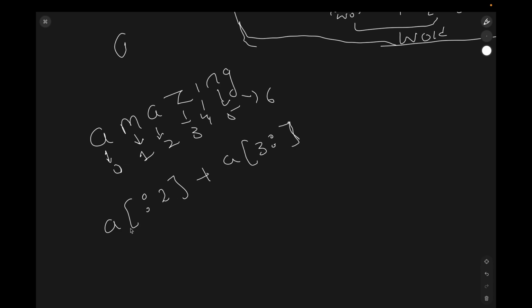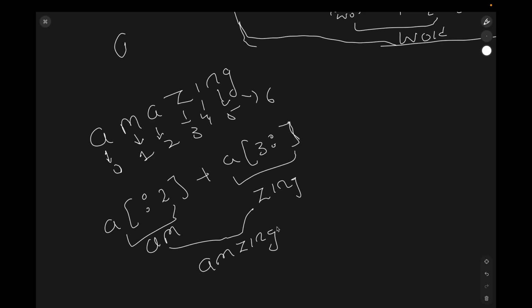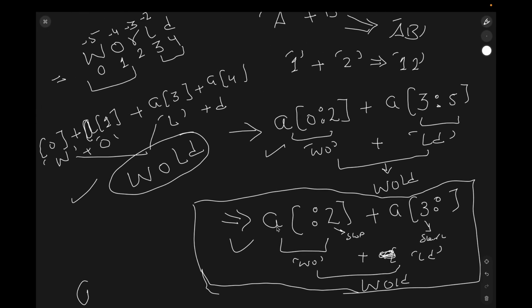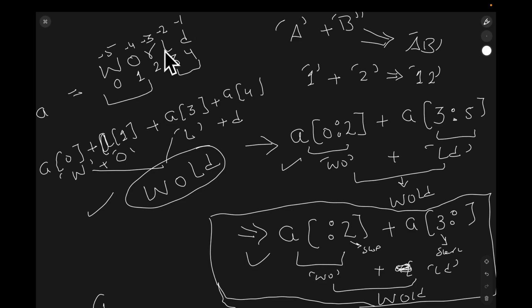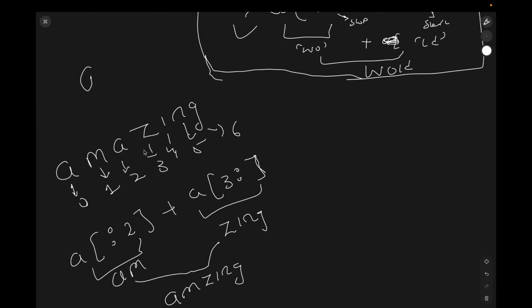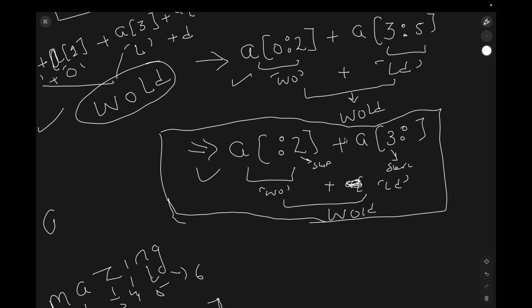So here now this thing go till 2 will give you AM, right? And you are saying start from 3 go onwards, so this will give you zing, right? So obviously the word will become AMzing, right? So this is the problem here. That means if your word is of 5 characters, then this logic is correct. But if the user is giving some different word, that means this logic is not correct.